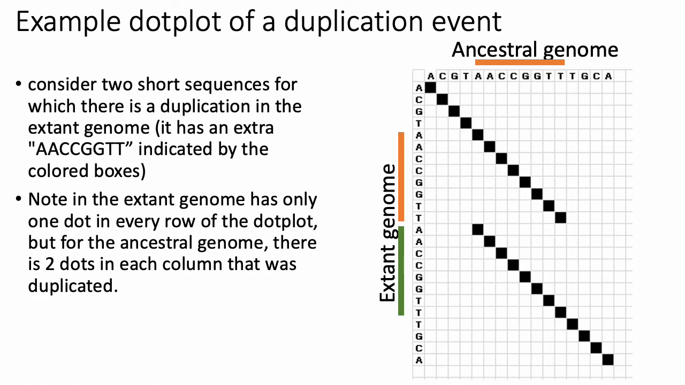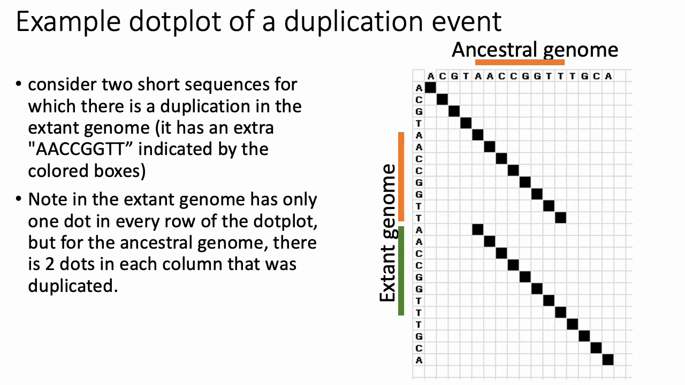Here I'm drawing another example dot plot, where I'm showing what a dot plot would look like if there is a single duplication event. Suppose we have 2 genome sequences, one corresponding to an ancestral genome, that is, the genome sequence of an organism that we don't observe today, like, for example, the human-mouse ancestor. And suppose we're dot plotting that ancestral genome against a so-called extant genome. An extant genome is a genome of an organism that we do observe today, say, for example, humans.